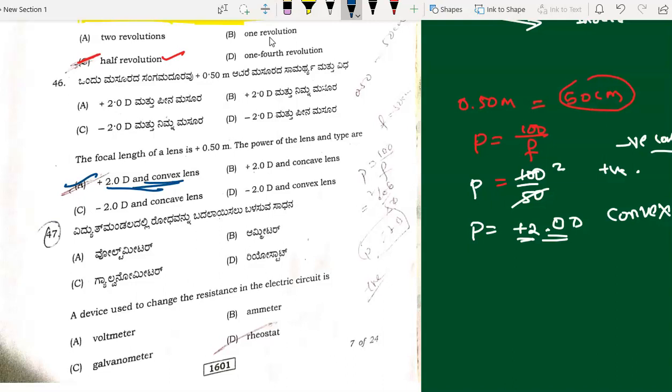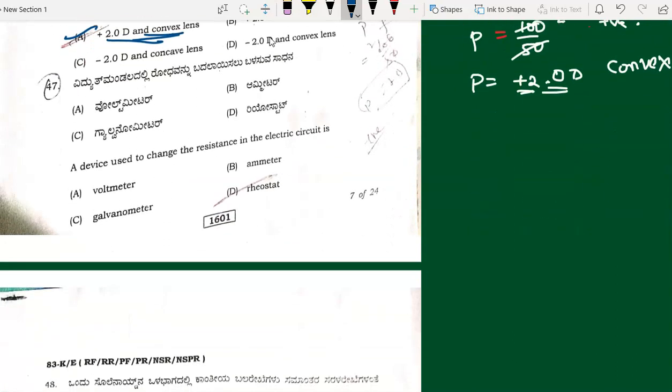Okay, let's go to the next question here. The device used to change the resistance in the electric circuit, it's a very simple question. It's a rheostat.